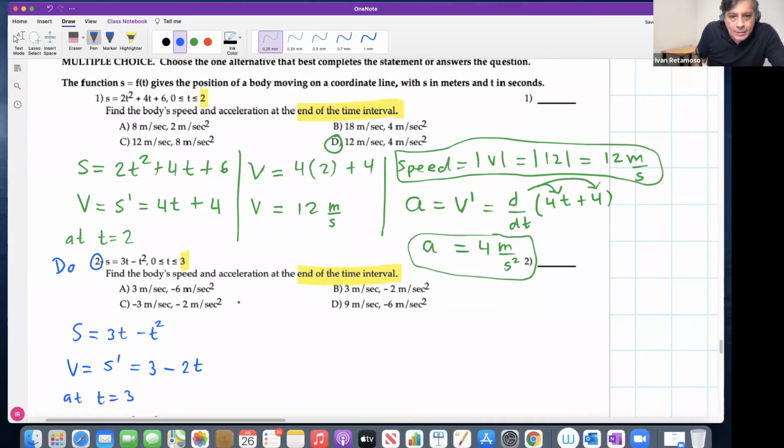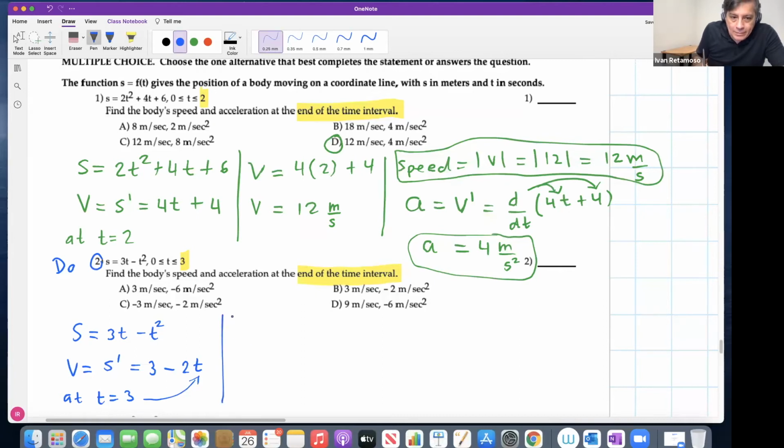Professor, how do you know it's at t equal 3? Well, because they say they want the velocity, the speed, right, and the acceleration at the end of the time interval. This is the beginning of the time interval, this is the end of the time interval, t equal 3. So we just have to substitute this in here, right?